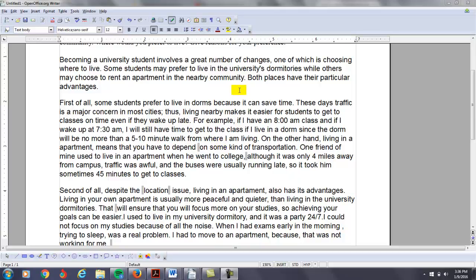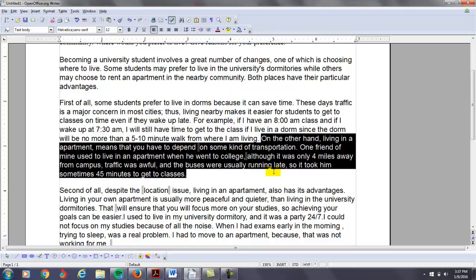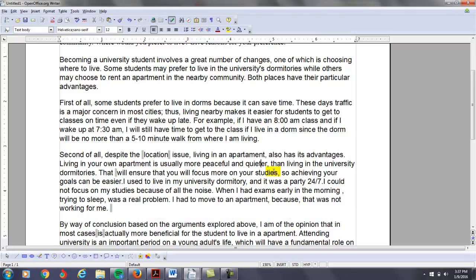Okay, now the other thing here is I would focus, I think, in these body paragraphs 2 and 3, on the advantages of both of these ideas. What are the advantages of living in dorms? What are the advantages of living in an apartment? And just focus on that. So what does that mean? I think I'm going to get rid of this. I'm going to get rid of that. You're now talking about the disadvantages of living in an apartment, and I don't think you need to worry about that, at least not based on what you're being asked to do in this question.